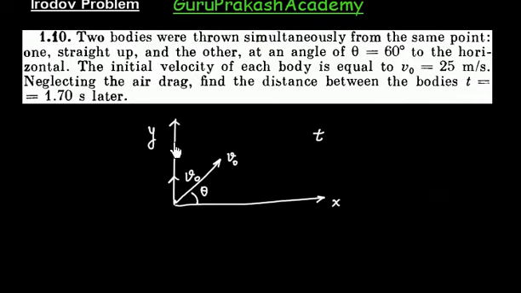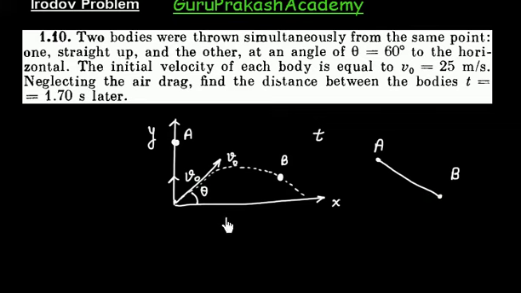Let us say one of the objects after time t is here, and another object will follow a parabolic path. Let us say the other object is at this point. Then we have to calculate the distance. Let us call this A and this B. So what is the distance between A and B? If I join a line between A and B, we have to calculate the distance between A and B.